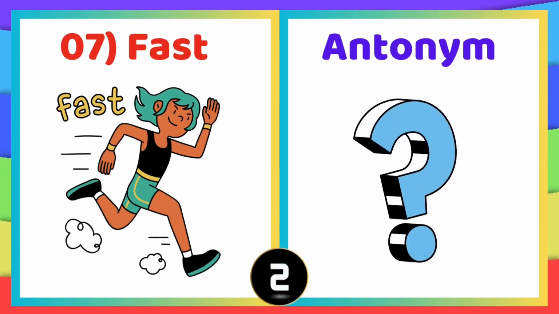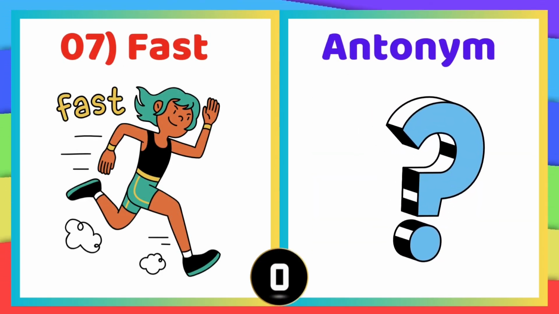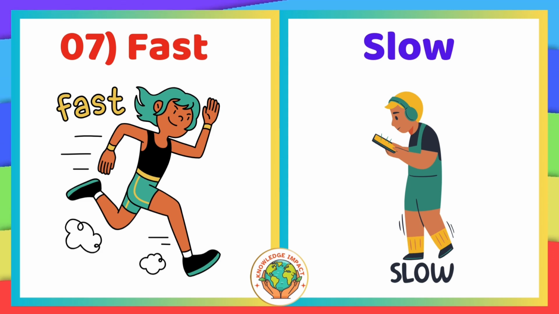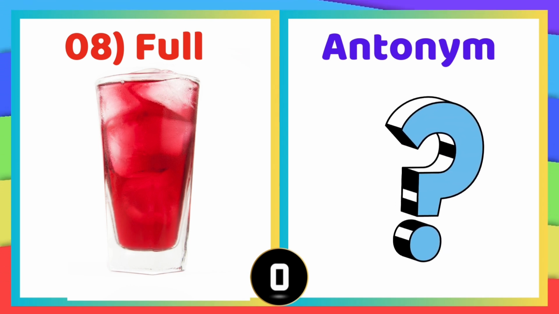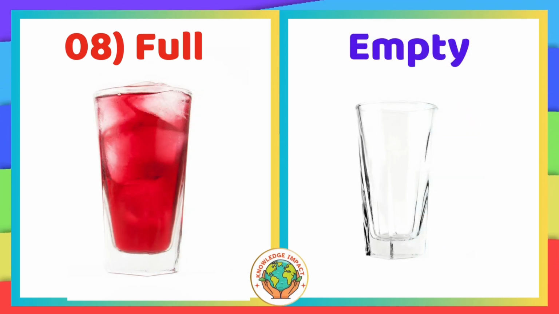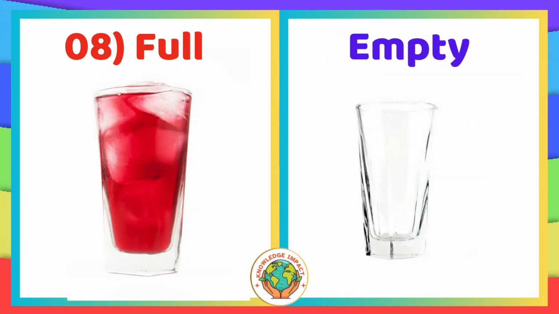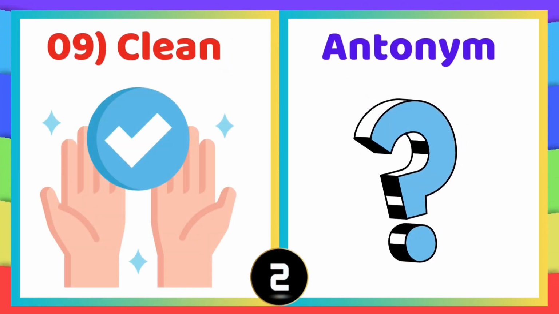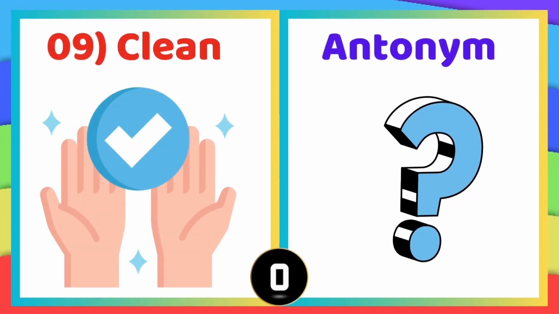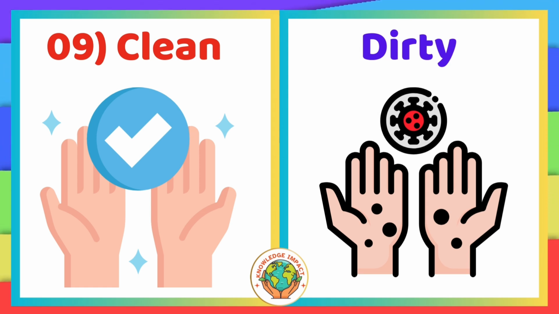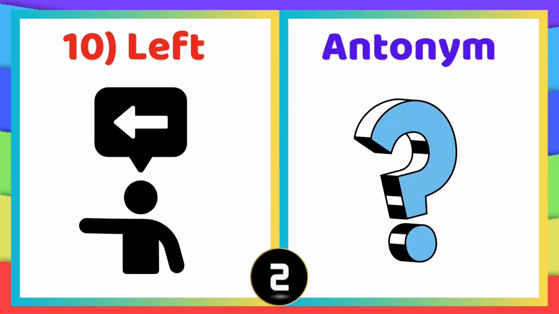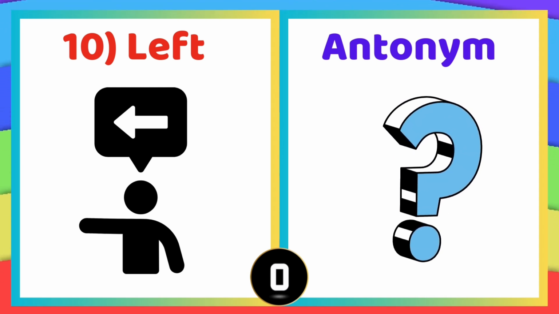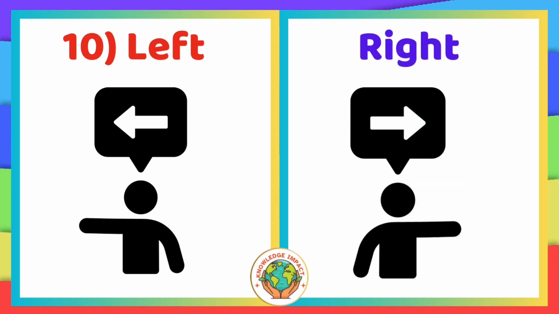Can you name an antonym for fast? Slow. If full is one side, what's on the other side? Empty. What's the opposite of clean? Dirty. Name an antonym for left. Right.